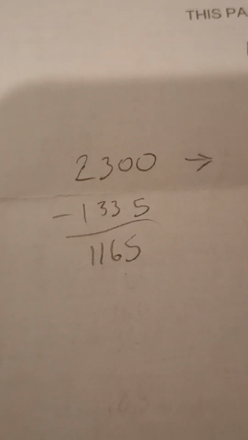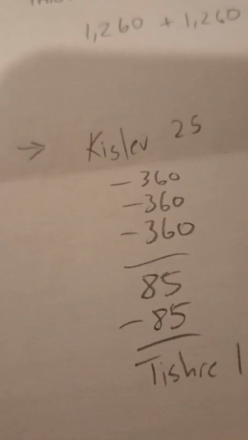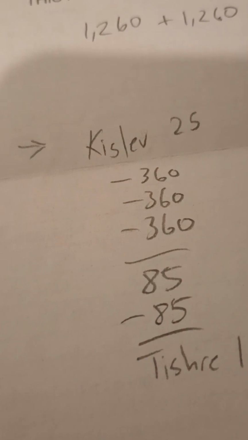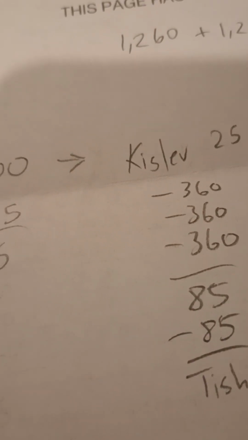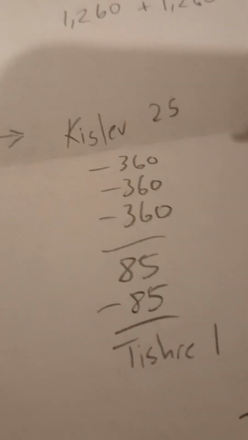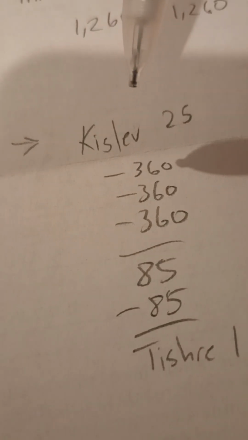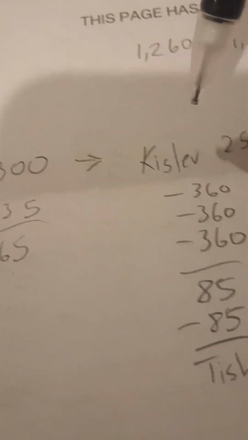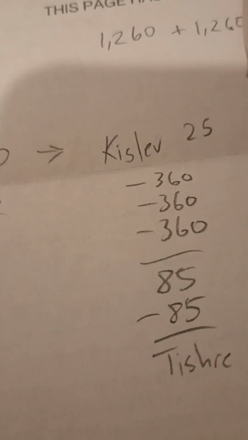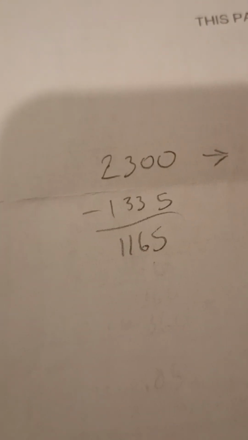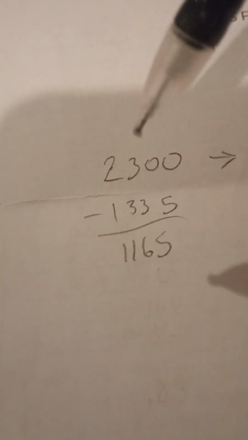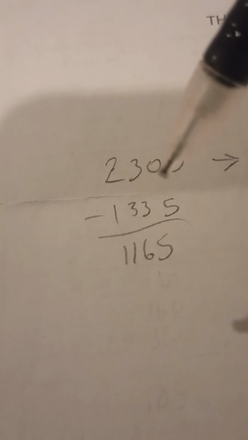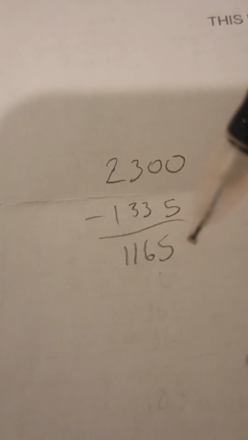I did the 2,300, which was when Antiochus desecrated the temple, and the Maccabees rededicated it on Kislev 25. It took 2,300 days to do that. So I'm working from Kislev 25 for this first date. But I took the 2,300 minus the 1,335. That gives you 1,165 days.